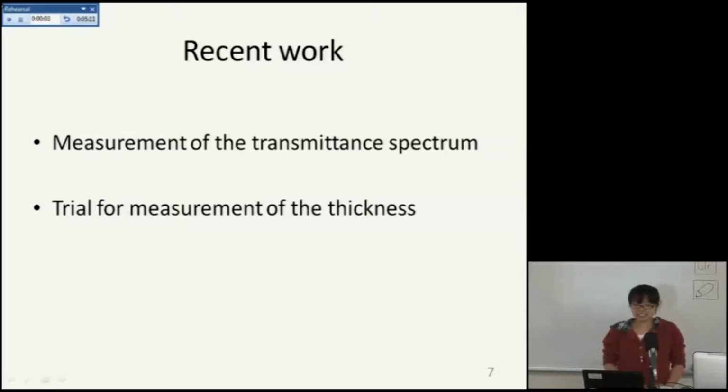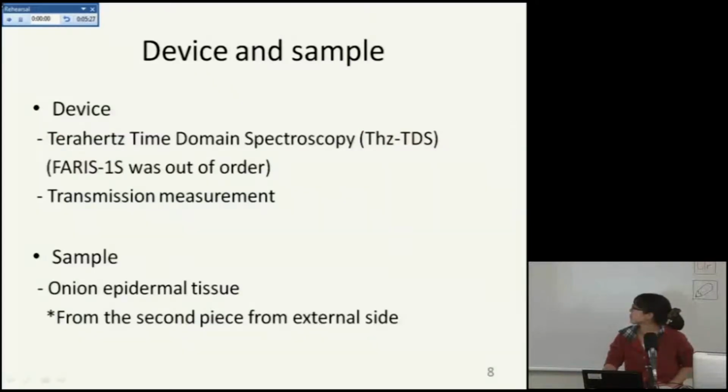And next, I want to explain my two recent works, the measurement of the transmittance spectrum and the trial of the measurement of thickness of the sample. First, I will explain the transmittance measurement. These are the device and the samples I used for the experiment. The sample tissue was peeled off from the second leaf from the external side of the onion, and it is red, and the external side tissue is relatively very thin, and it is very likely to transmit the terahertz radiation.